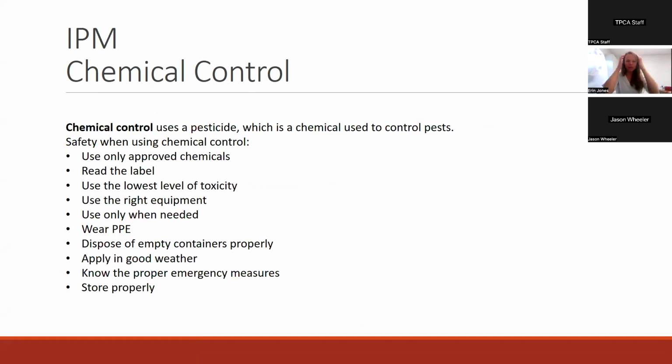All right. So when we talk about chemical control, I feel like you guys probably have pesticide applicator licenses and are pretty familiar with chemical control. But I always like to stress chemical safety. So we always want to read the label. The label is the law, and we always want to follow it. We only want to use approved chemicals. We don't want to use anything that is no longer on the market because it can be really harmful to us as humans. We want to use the lowest level of toxicity possible.